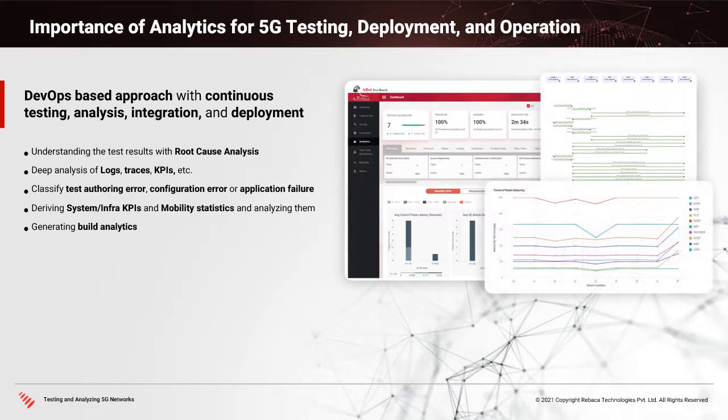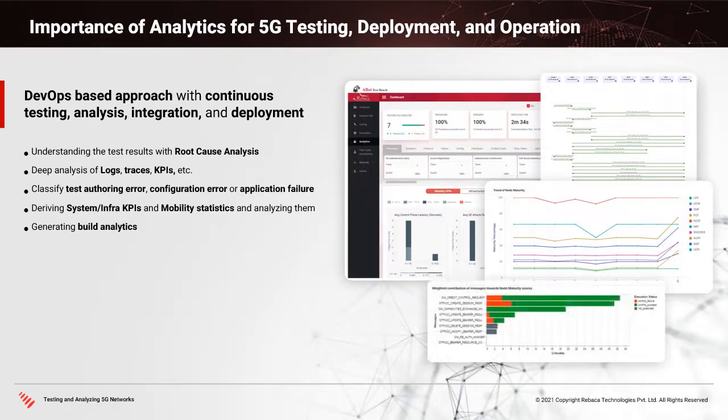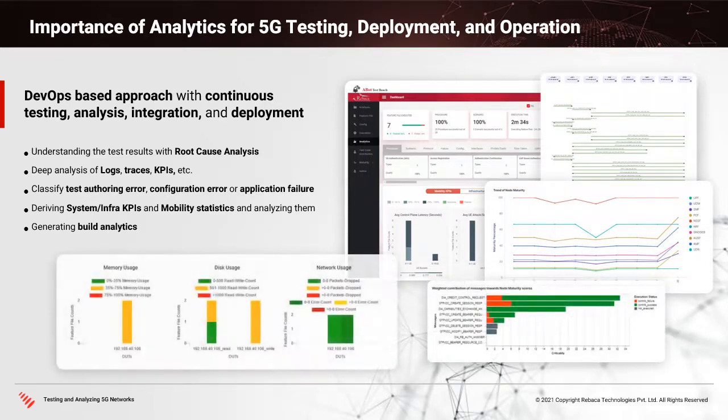Automated analysis of the reason for failures of the test cases is very critical. We need to understand, is this a test case authoring error, or something to do with the configuration, or is it happening due to the application error? All of this analysis needs to be made automatically.